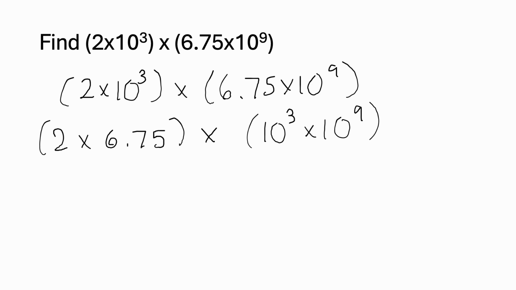So first, let's do the left-hand side. We need to work out what 2 times 6.75 is, which is 13.5. And then to work out the powers, remember our index law. When we have numbers of the same base, we add the powers. So 3 add 9, which is 12. So times 10 to the power of 12. And that is it.